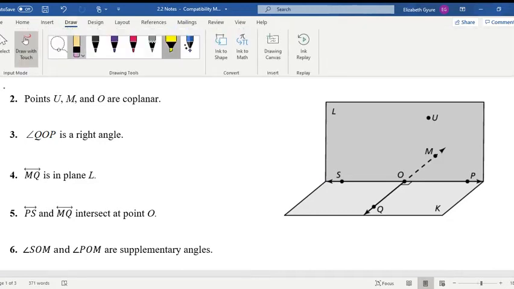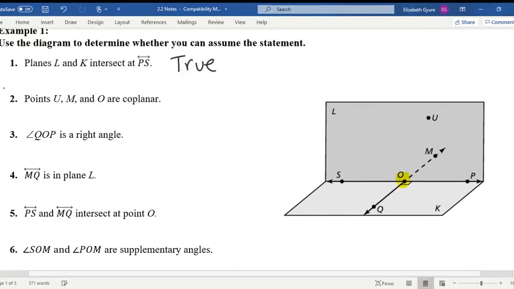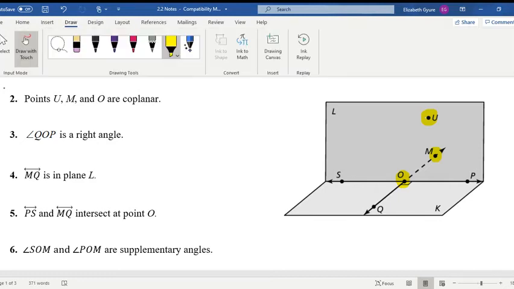Points U, M, and O are coplanar. So here's U, here's M, and then here's O. We have to decide if they are coplanar. Now, with this one at first glance, it might seem like a yes. However, pay attention to where M is. M is on that dotted line, and remember, when something's dotted, it actually means it's behind whatever you're looking at. So M is not actually on the plane, it's actually behind the plane. U and O are both on plane L, but M is behind it somewhere. So this one would be false.